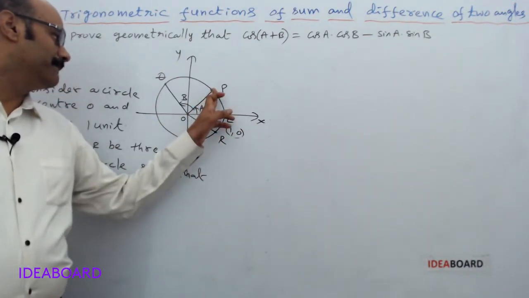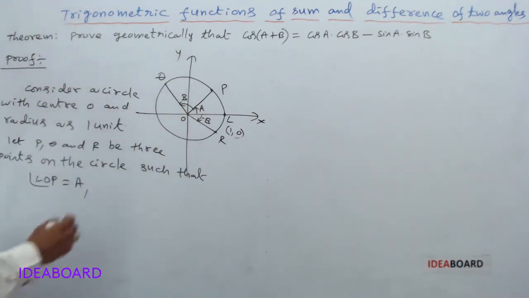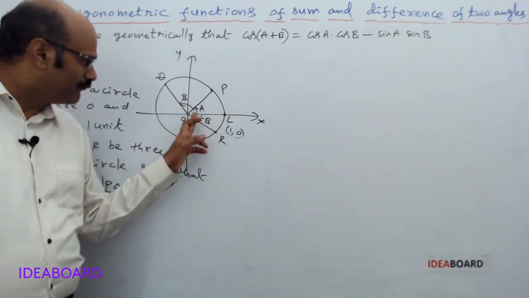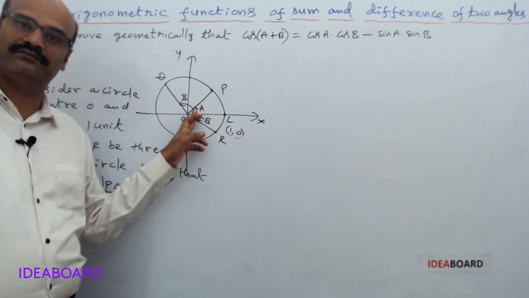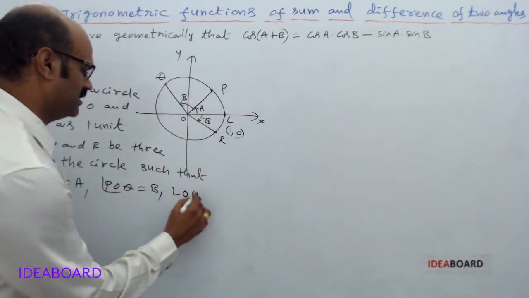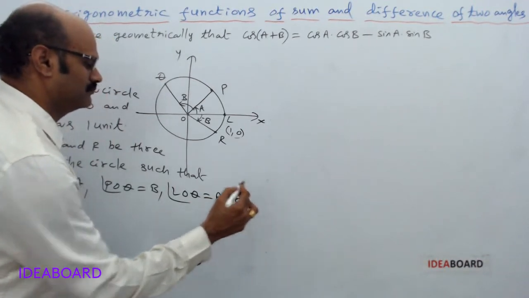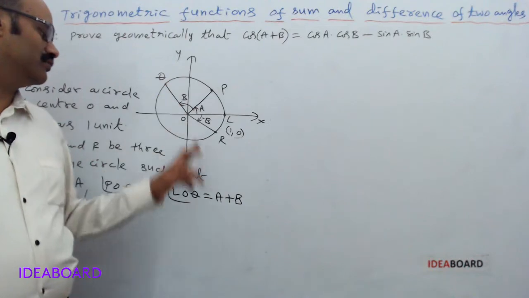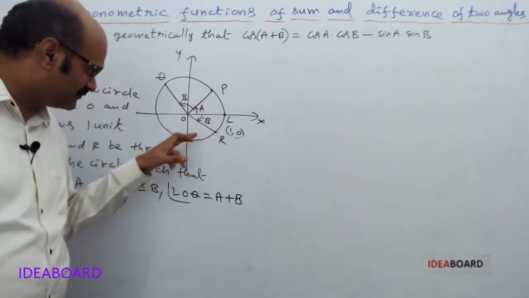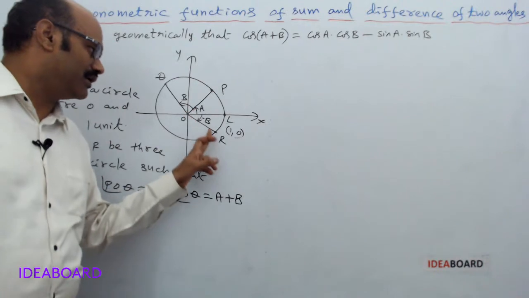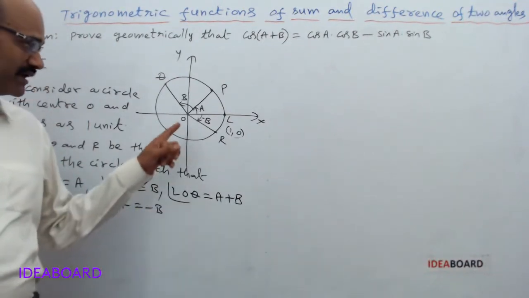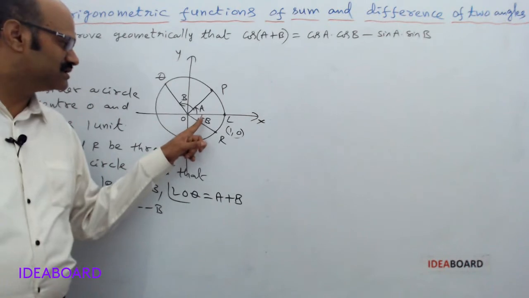Angle POQ equals B. Then the sum of these two angles equals A plus B. So angle LOQ equals A plus B. Let R be any point on the circumference of the circle such that angle LOR equals minus B. Since we have taken it in the anti-clockwise direction, this is equal to minus B.